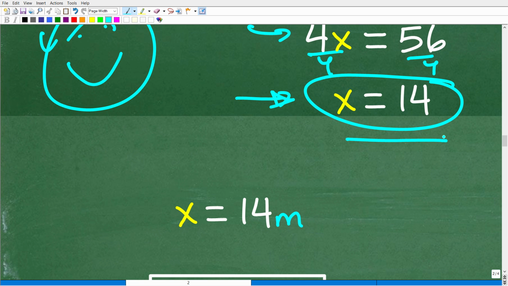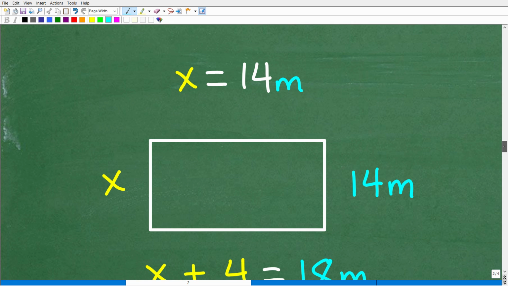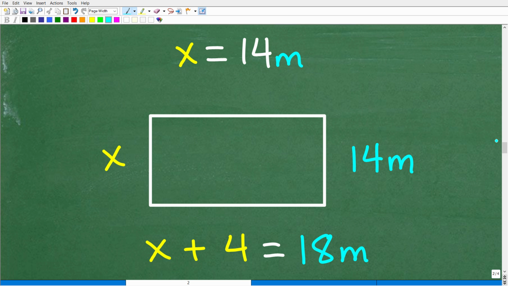All right, so we know that x is equal to 14, and we have to go back to our lovely little picture here. So remember our rectangle, our rectangular garden, the dimensions is x and x plus 4. All right, so the width is 14, okay, but specifically 14 meters. Remember, the perimeter was 64 meters, so put in those units of measure. That is not a trivial detail.